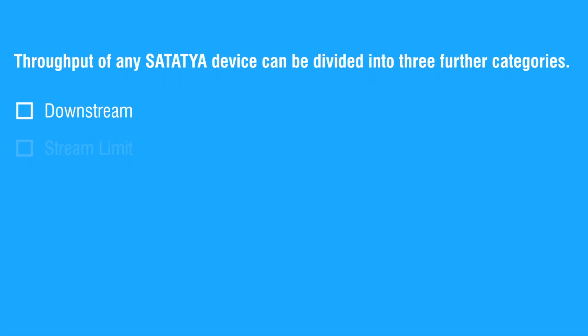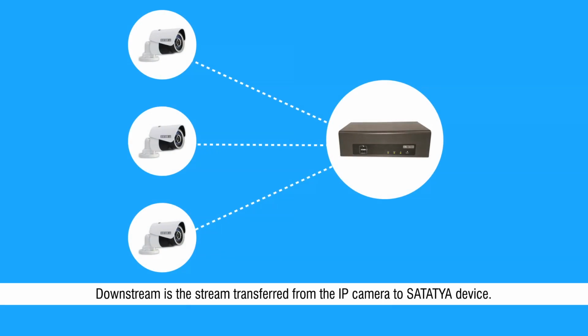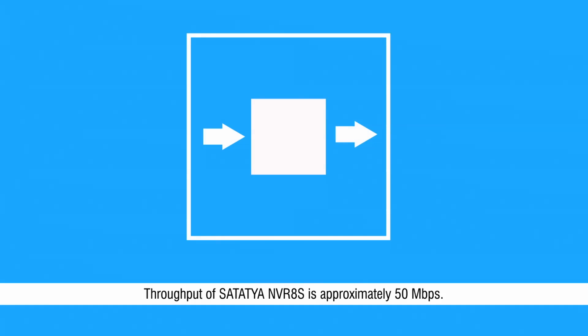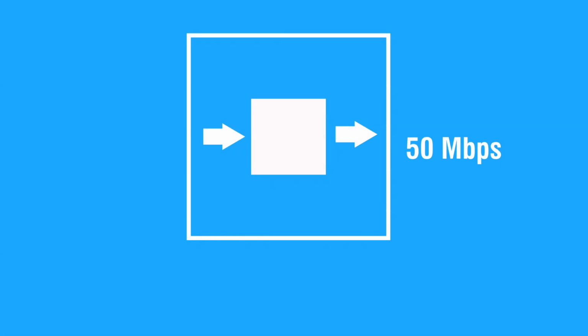Throughput of any SATATYA device can be divided into three further categories. First, downstream, second, stream limit, and third, upstream. Let us understand about downstream. Downstream is the stream transferred from the IP camera to SATATYA device. Throughput of SATATYA NVR8S is approximately 50 Mbps.